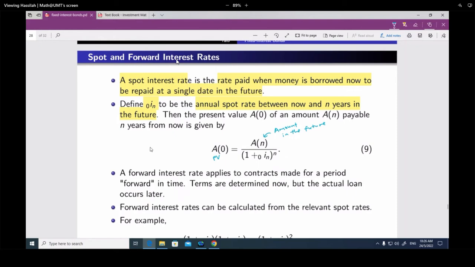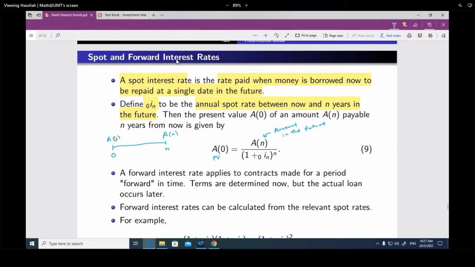Looking at this one, this is a basic concept you learned before. So you have time now, and then you have time n. Future time adalah n. So sekarang kita kata amount to be payable n years from now adalah AN. Itu yang you kena bayar. So present value must be pada masa kosong lah kat sini.